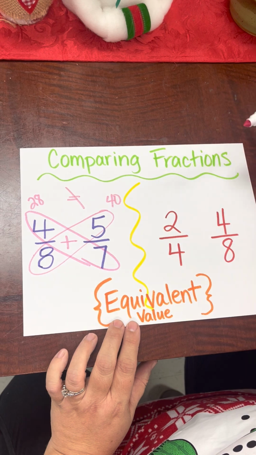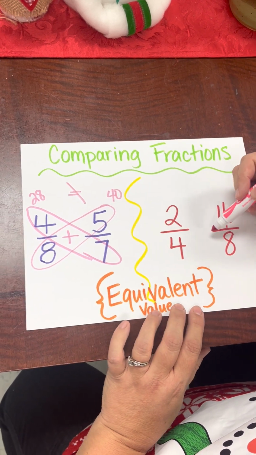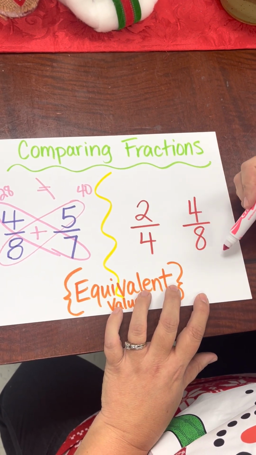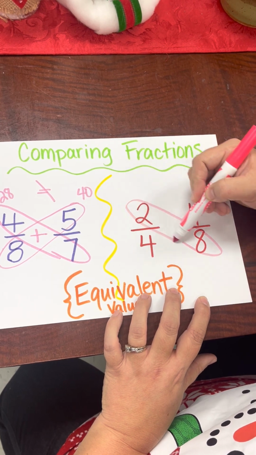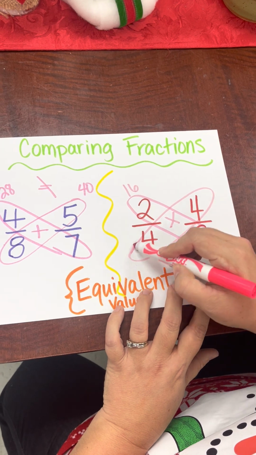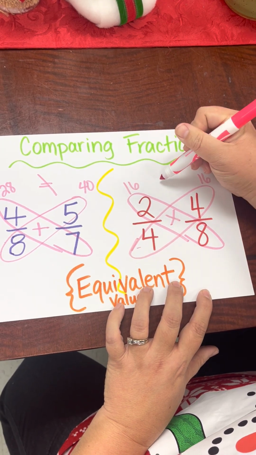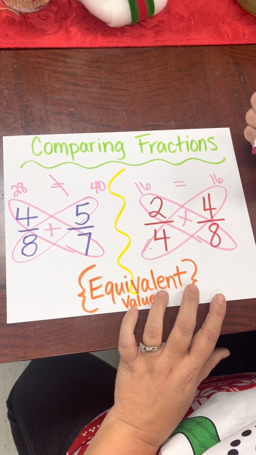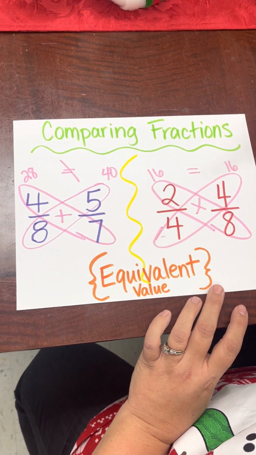The next two fractions, 2/4 and 4/8, we do 8 times 2, 16. 4 times 4, 16. These are the same value, so they are equivalent fractions.